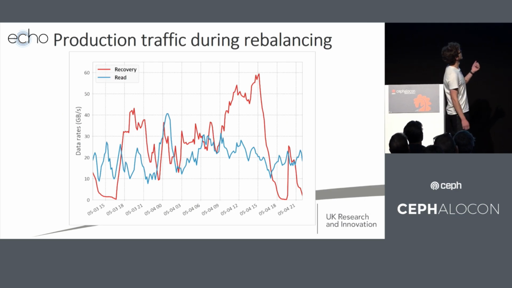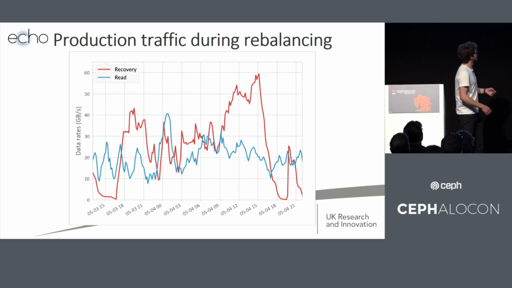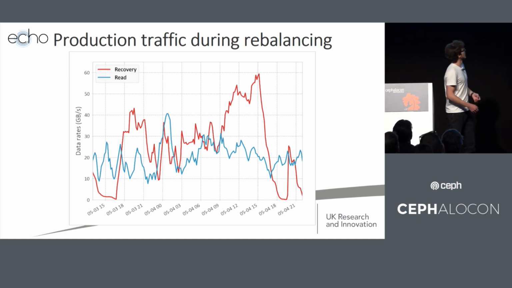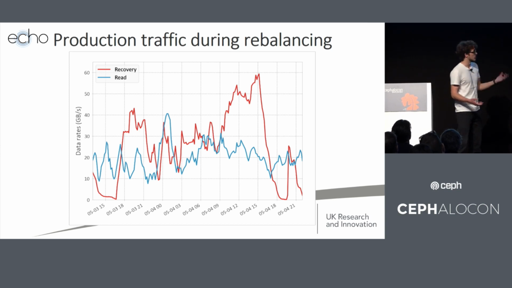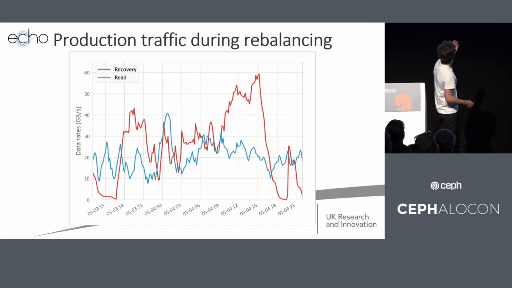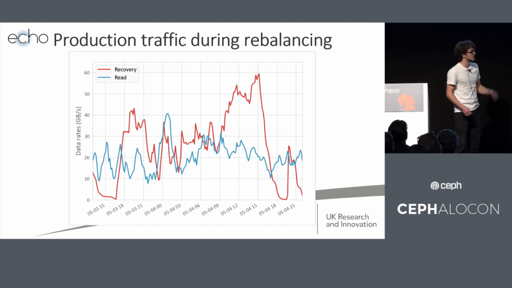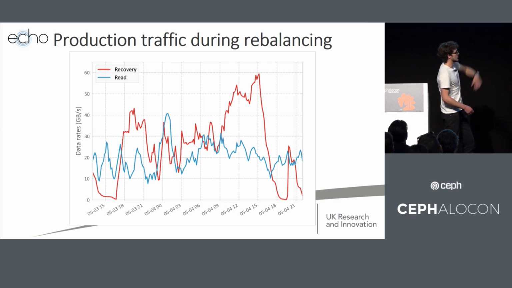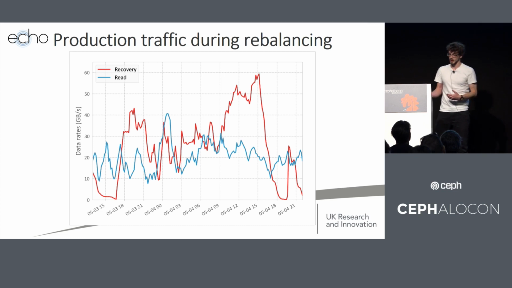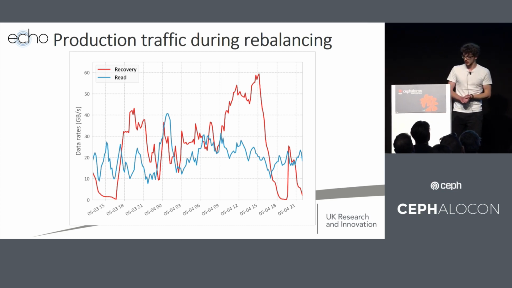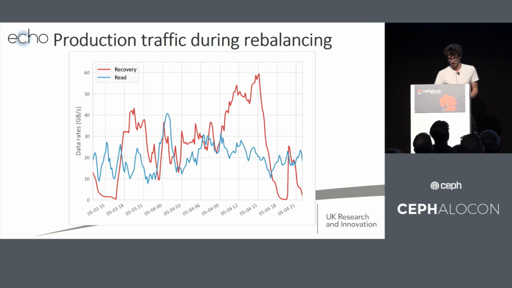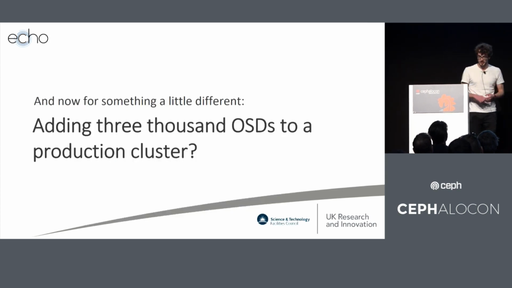This is kind of hard to look at, I'm sorry. But the red is the rebalancing traffic. We were doing an average of about 30 up to 50 at the end. But we were doing 20 to 30 gigabytes of production read traffic throughout the whole thing with no issues. That's fairly standard for Echo and for a Ceph cluster like this. So yeah, UpMap was really cool for us.